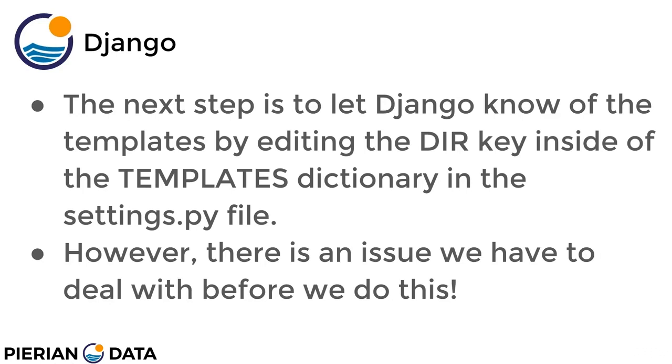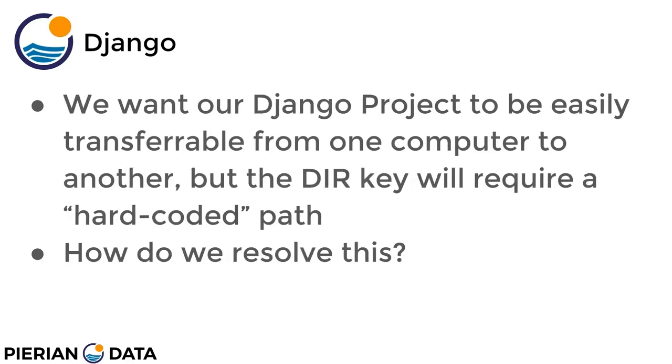However, there's an issue with this that we have to deal with before we can actually edit that TEMPLATES variable. We want our Django project to be easily transferable from one computer to another, but the DIRS, or directory key, is going to really require a hard-coded file path. And that means we're going to have a conundrum. We can't really hard-code a file path with our username if we want to easily share this project or application with other users. And then we have the whole issue of different operating systems. Someone using a Mac isn't going to be able to use the same file path settings as someone using a Windows computer. So the question is, how do we actually resolve this?